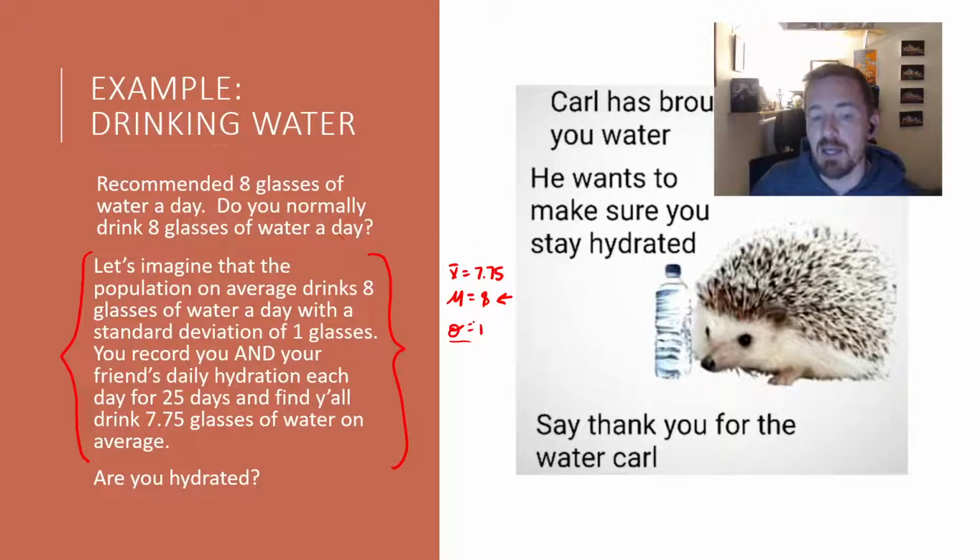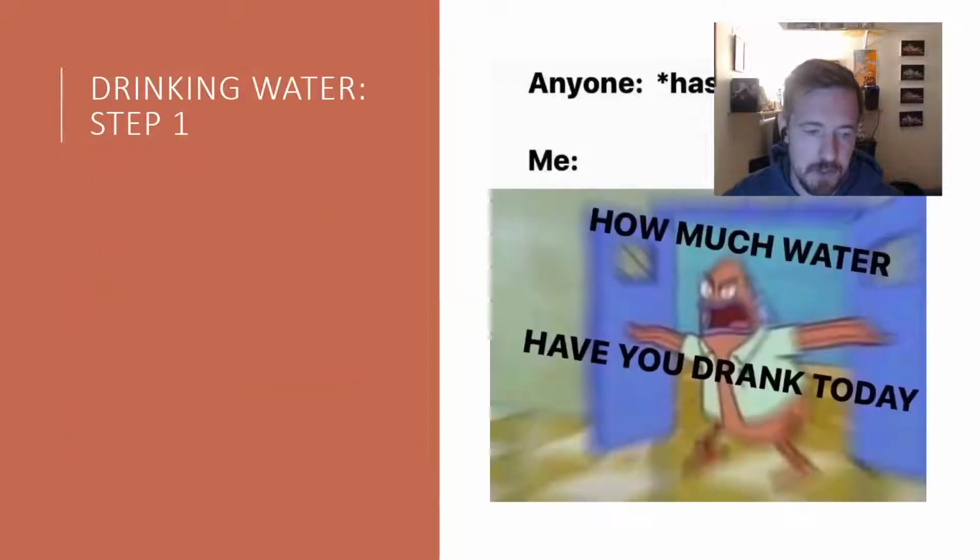Some people will say, yes, these two are different. How are they different? Because 8 is greater than 7.75. That's not exactly what we're asking. We're asking is 8 greater than 7.75 when you factor in variability? That we don't know. We're going to find that out though.